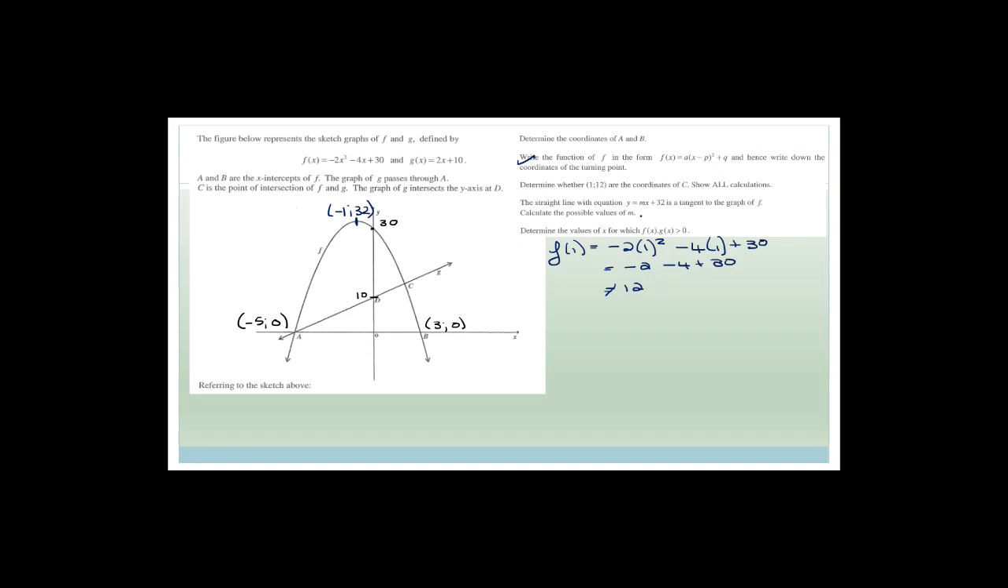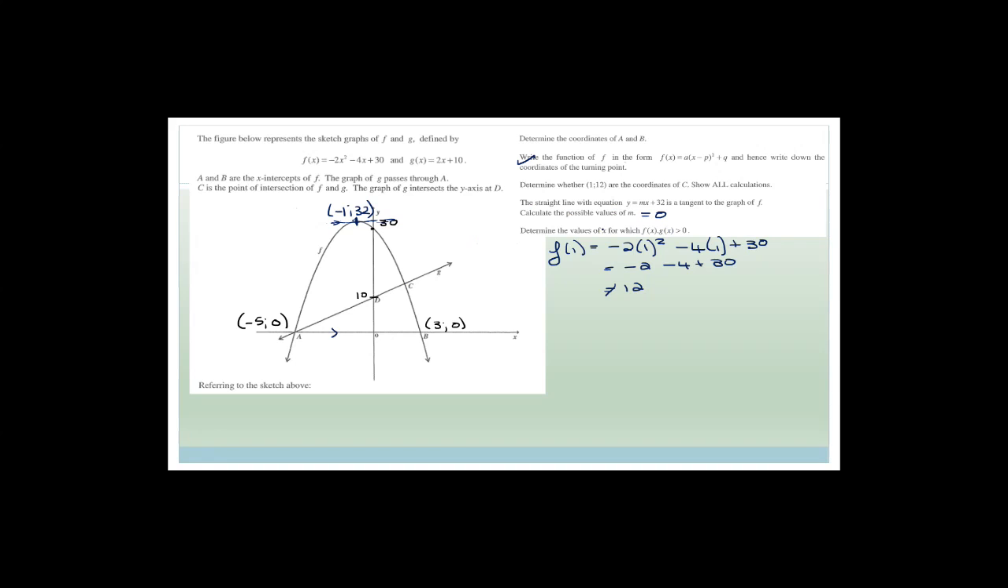Okay, do you agree that y equals 32? This graph cuts at 32. If the straight line cuts at 32, the only way that this can be a tangent is if it's going straight across, because this turning point is at 32. So the only way that this graph can be a tangent is if it is parallel to the x-axis. And if it's parallel to the x-axis, what is its gradient? Its gradient is zero.